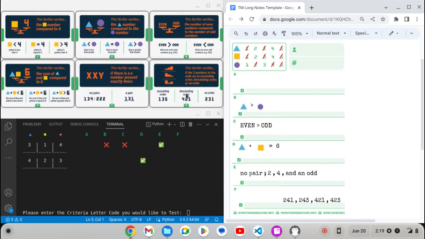What about if it's descending? Well, if it's descending and the sum is 6, wow, is that it? Is it 4, 2, 3?